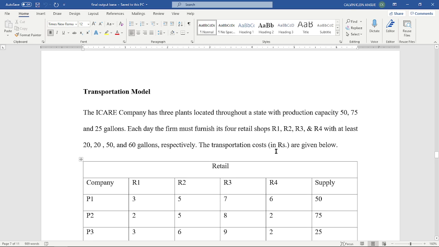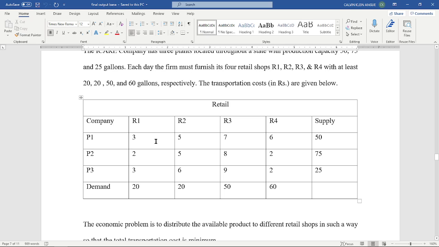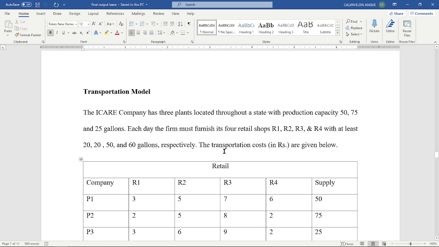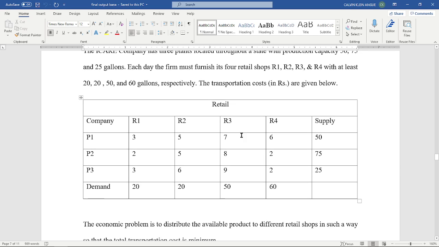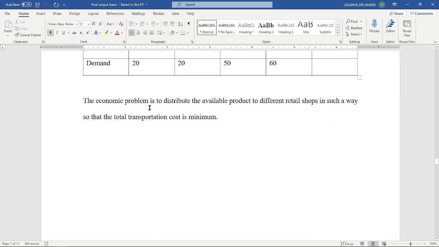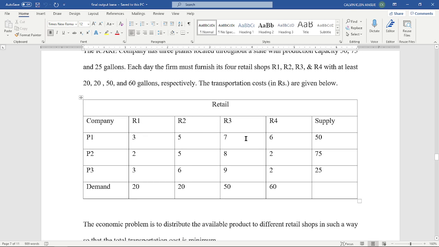So the transportation costs in hours are given below. So this is the cost: 3, 5, 7, 6, 2, 5, 8, 2 and 3, 6, 9, 2. That's the cost of transportation going from production to retail 1, and so on and so on. Then the economic problem is to distribute the available product to the different retail shops in such a way that the total transportation cost is minimum. So we need to minimize this.